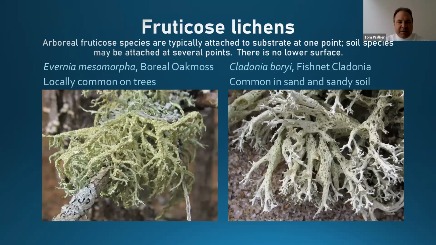Fruticose lichens, ones that grow on trees, are typically attached to the substrate at one point. Soil species may be attached at several points. There is no lower surface on fruticose lichens. That outer surface just goes all the way around. This is Evernia mesomorpha on the left here, and one of my favorites, the fishnet Cladonia on the right. All those little perforations in there are distinctive. It's probably the largest of the Cladonias.